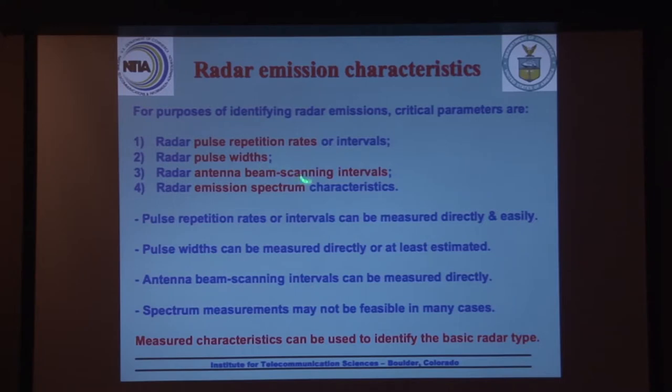The beam scanning intervals and characteristics. Every one of those radar types I showed you has its own unique beam scanning interval and beam scanning characteristic. And finally, emission spectrum characteristics. The pulse repetition rates, or intervals, can be measured directly and easily in a satellite link, typically at the satellite Earth station. The pulse widths can be measured directly, or they can be at least estimated.